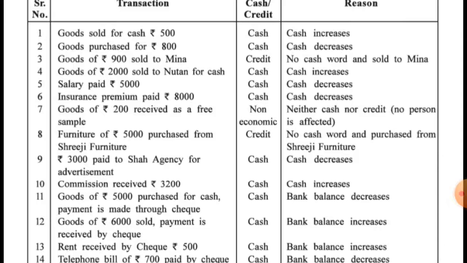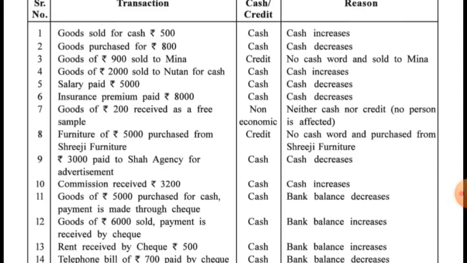Already we discussed that if we have purchased or sold any goods through check, then also it will be considered as a cash transaction. So over here we have purchased the goods worth rupees 5000 and payment is made through check, so it is a cash transaction, and the cash balance or bank balance decreases by that much amount.